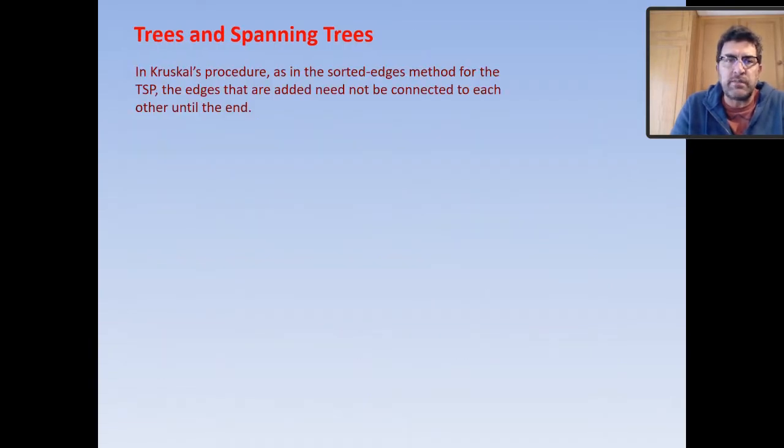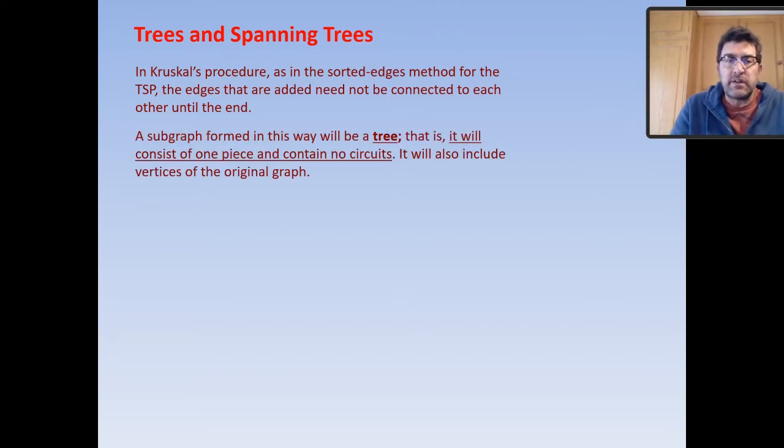Very interesting information. In Kruskal's procedure, though, as in the shortest edges for the traveling salesman's problem, the edges that are added need to be connected to each other until the end. Okay, so a subgraph is formed in this way, and this will be a tree. That is, it will consist of one piece and contain no circuits. Remember, trees do not contain circuits. It will also include vertices of the original graph that we had.